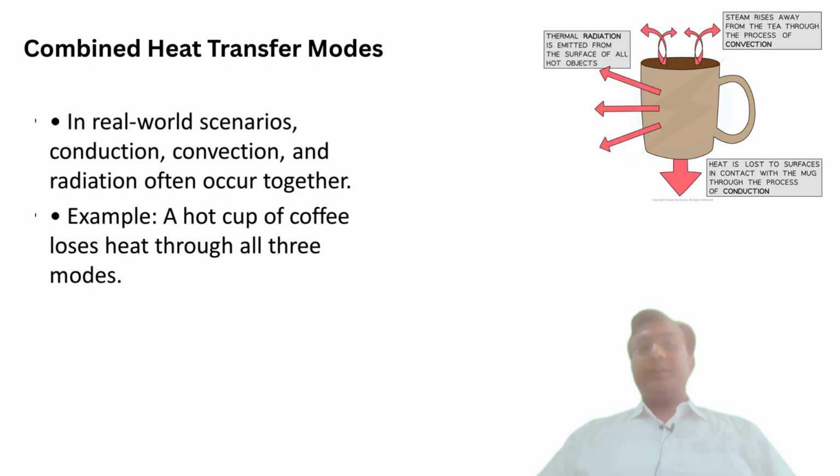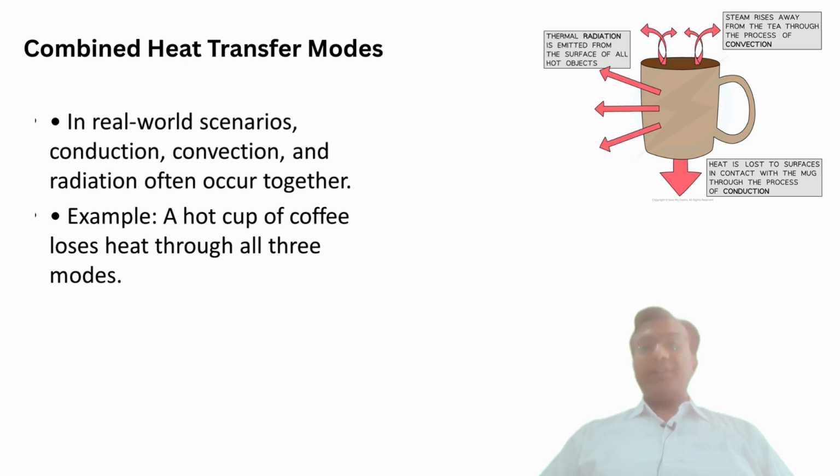In the real world, heat transfer rarely happens through just one mode, which is conduction, convection, or radiation. Often these different modes work together. Let's take a hot cup of coffee as an example. First, conduction transfers heat from the hot coffee to the cooler cup through direct contact. The cup material, like ceramic, conducts heat to the outer surface.